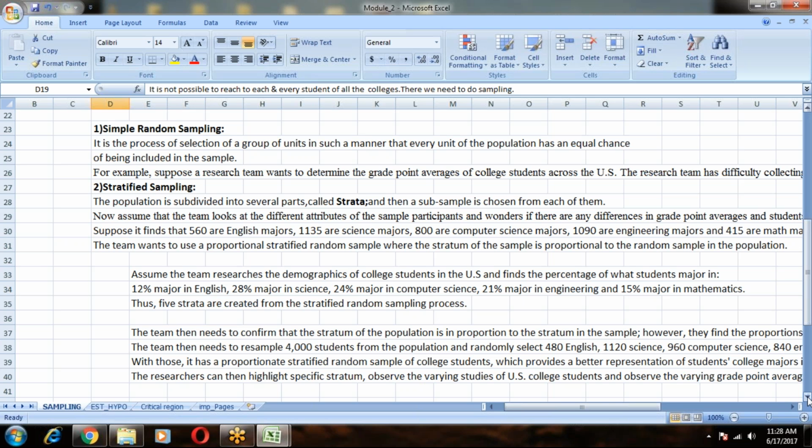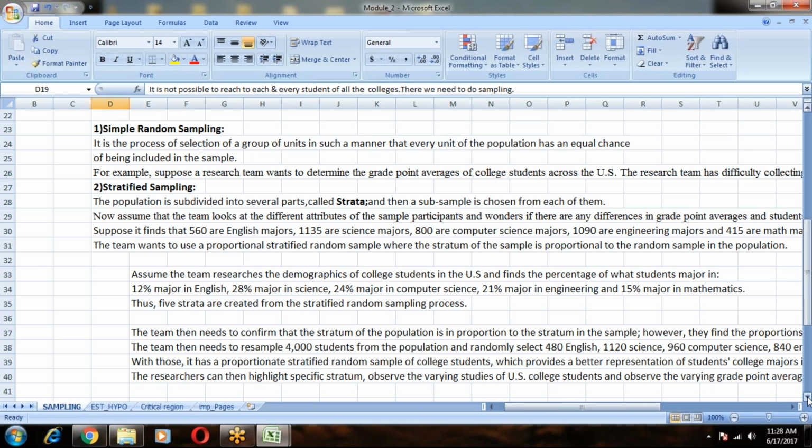Okay, simple random sampling, stratified sampling, systematic sampling. So I included these two famous ones. Even if systematic sampling is also famous, systematic sampling means, suppose they are collecting data, they start from the first house, then leave two houses, and then again collect the data from the fourth house. So they are just leaving two houses between these two houses.